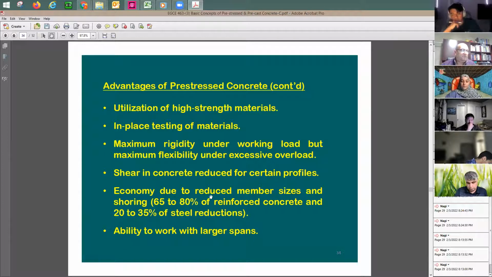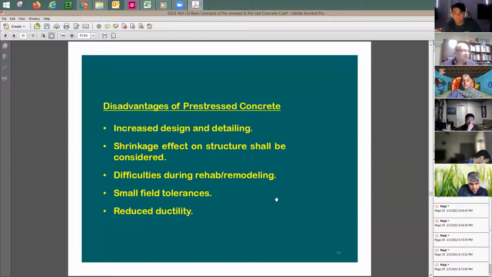Economy due to reduced member size. So the member size itself is going to be lighter because the depth is going to be shallower. So when it comes to the seismic force determination, it's going to be just much less. You know, the seismic force is going to be related to the weight of the building. And here you're reducing the weight of the building by a lot. You can work with larger spans, yes.